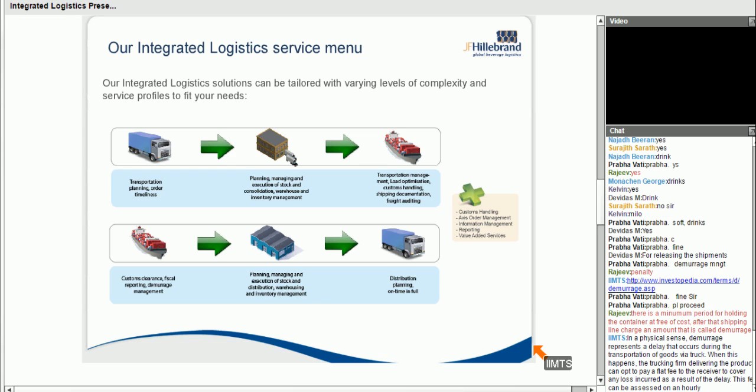See this. In a physical sense, demurrage represents a delay that occurs during the transportation of goods via truck or ship, right? Now suppose the ship reaches the port late or is delayed due to some circumstances. When this happens, the shipping firm or the trucking firm delivering the product can opt to pay a flat fee to cover any loss incurred as a result of the delay. This fee can be assessed on an hourly basis. Clear? On an hourly basis.